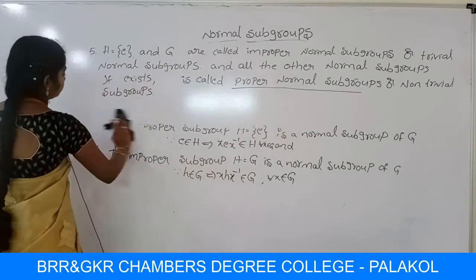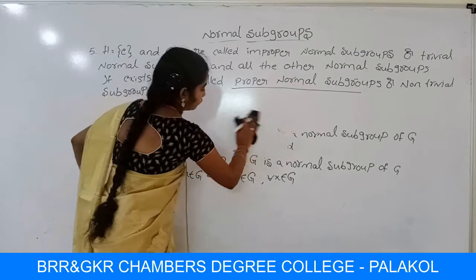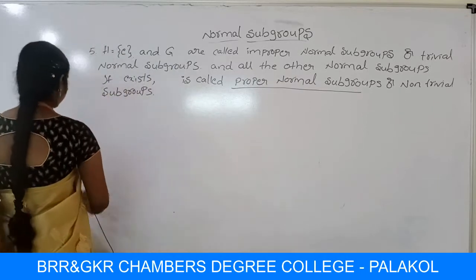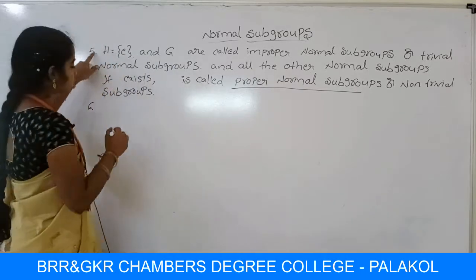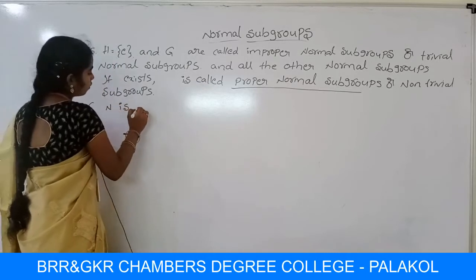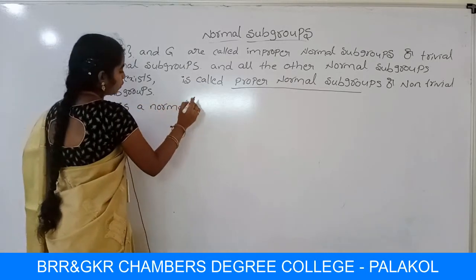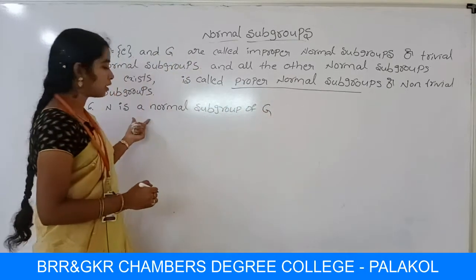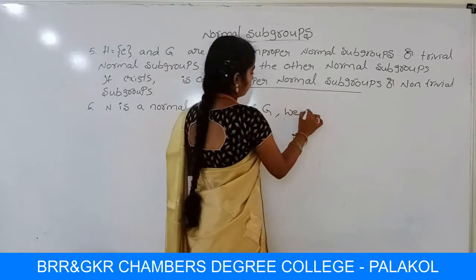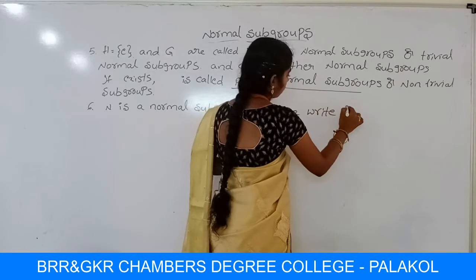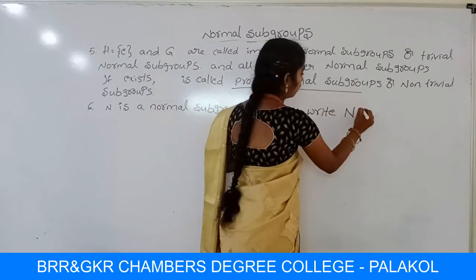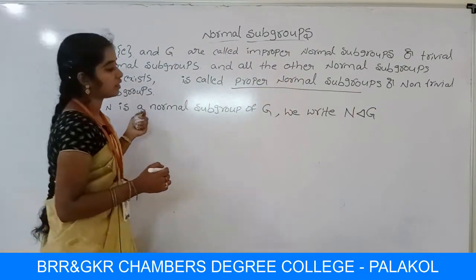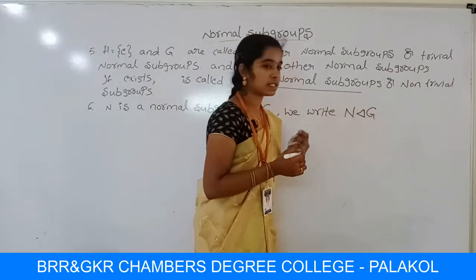So next point. N is a normal subgroup of Z. It can be written as N normal subgroup of Z. So we read it as N normal subgroup of Z.